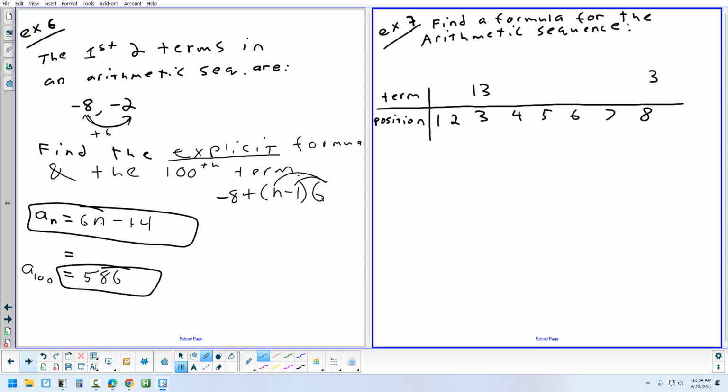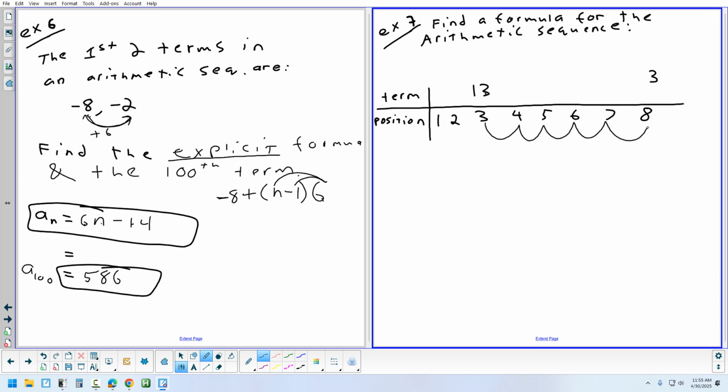Okay, what are we missing in this one that's very important if we're trying to find a formula? The first term. We don't know the first term. But you've got enough information to figure it out. Look at from 13 to 3. How many units are there between 13 and 3, like on a number line? 10. There's 10 units.